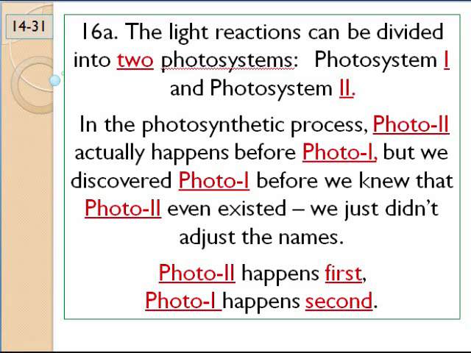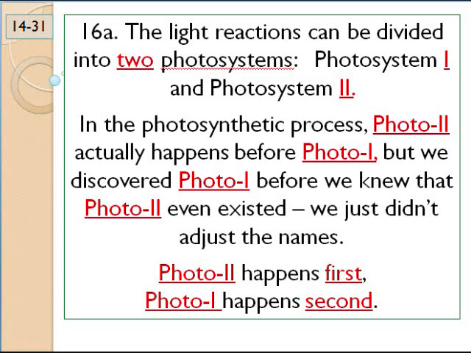This is where we messed up. If you look at the order of things, how it really works, photosystem 2 takes place before photosystem 1.